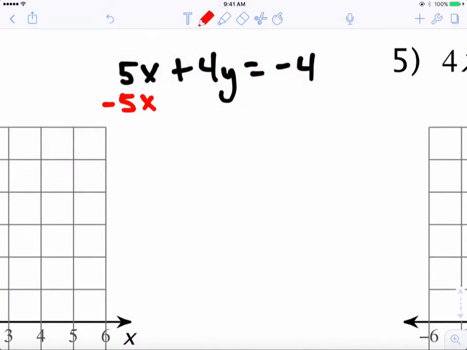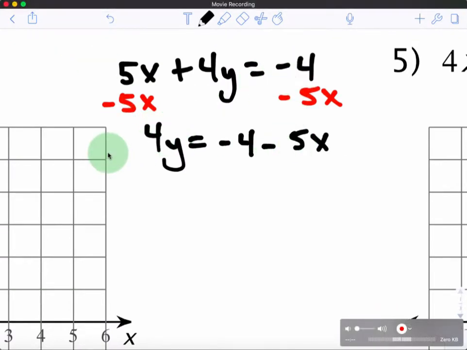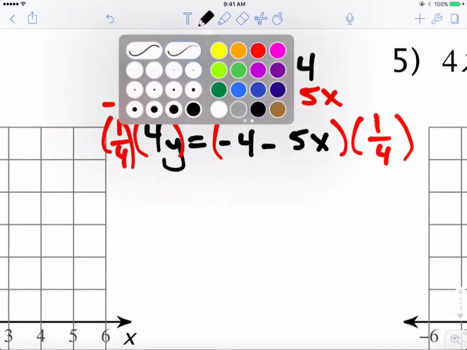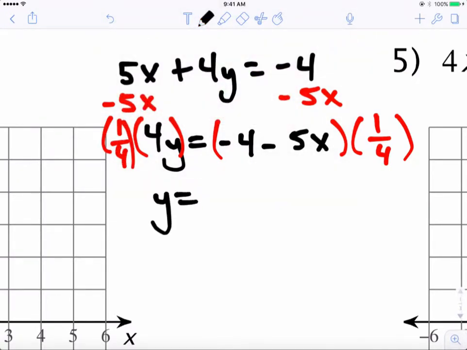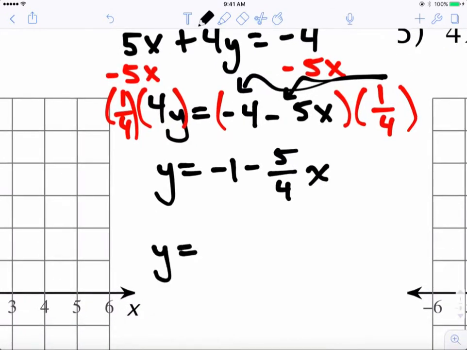First thing I'm going to do is subtract 5x. So we've got 4y equals negative 4 minus 5 times x. I'm going to divide both sides by 4, or equivalently, multiply both sides of this equation by 1/4. On the left-hand side, I conveniently get y. That's wonderful. On the right-hand side, 1/4 times negative 4 is going to be negative 1, and minus 5/4 times x. Some people often see this as y equals negative 5/4 times x minus 1. Either of these are fine.